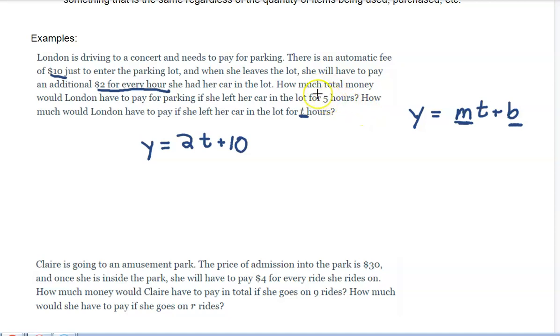Okay. In terms of how much it would be for 5 hours? Well, that would simply be y equals 2 times 5 plus 10. 2 times 5 is 10, plus 10. That would be $20 for 5 hours.